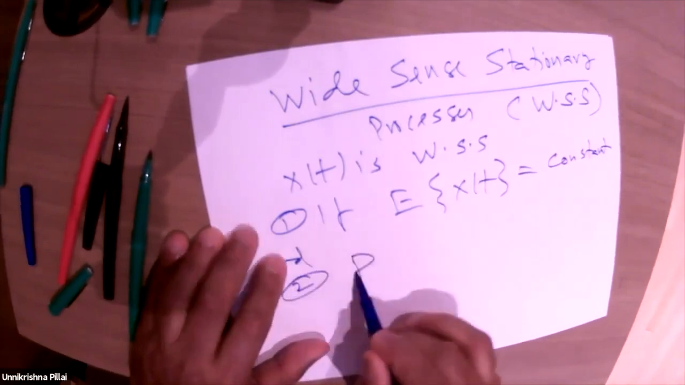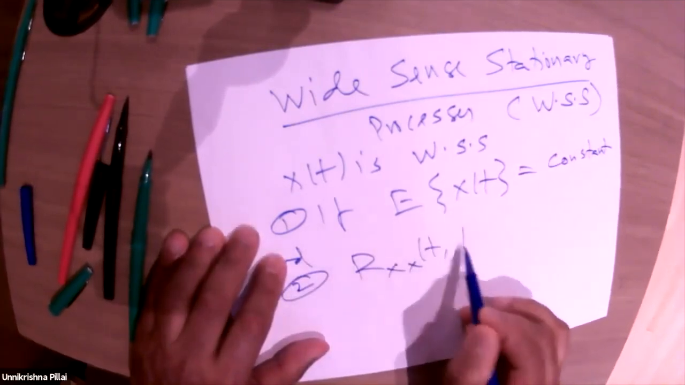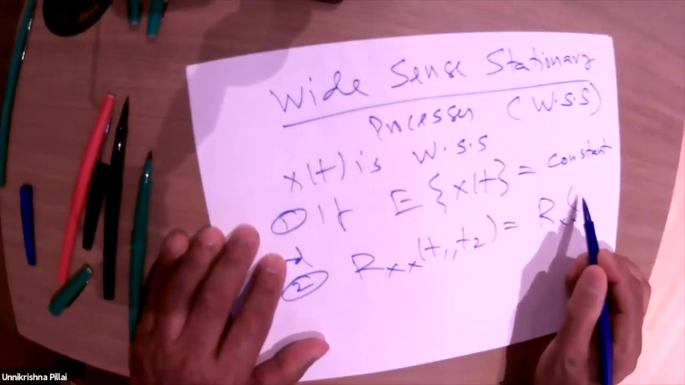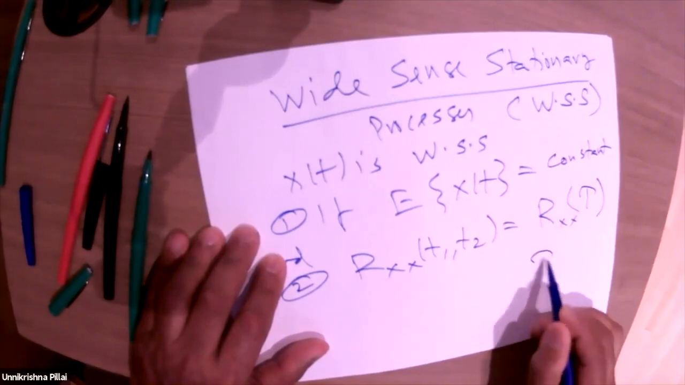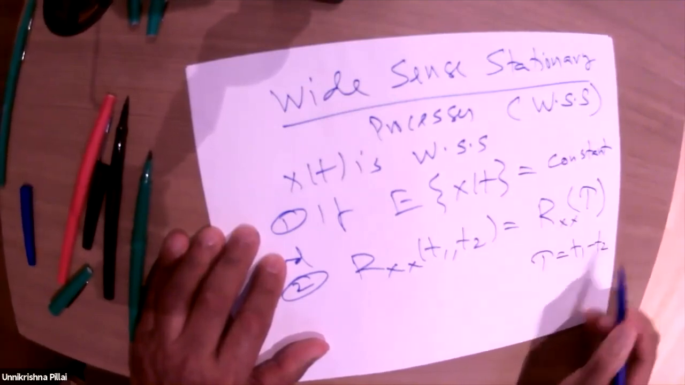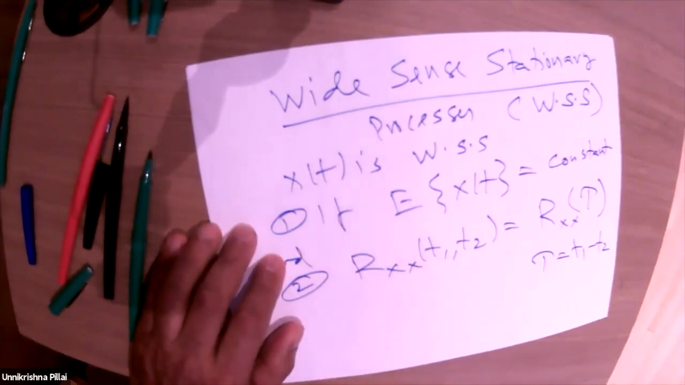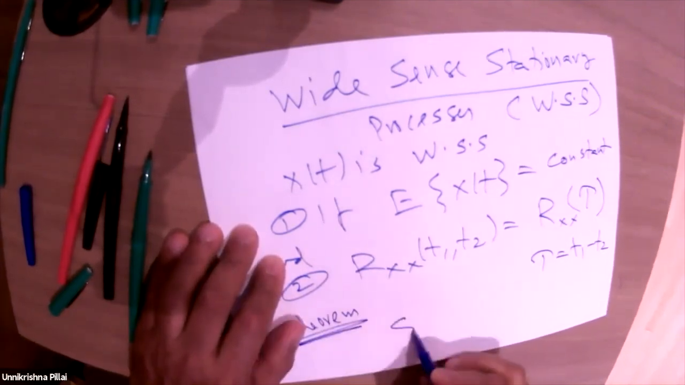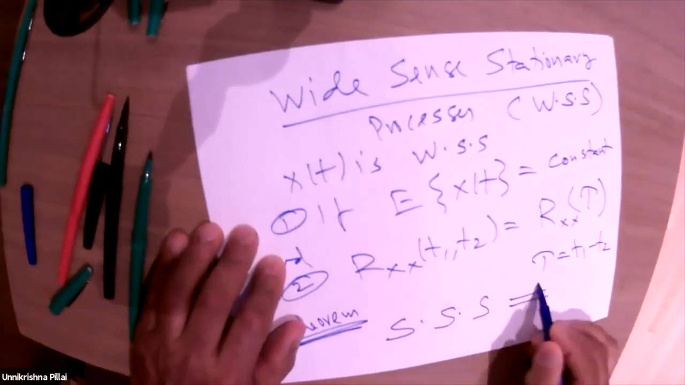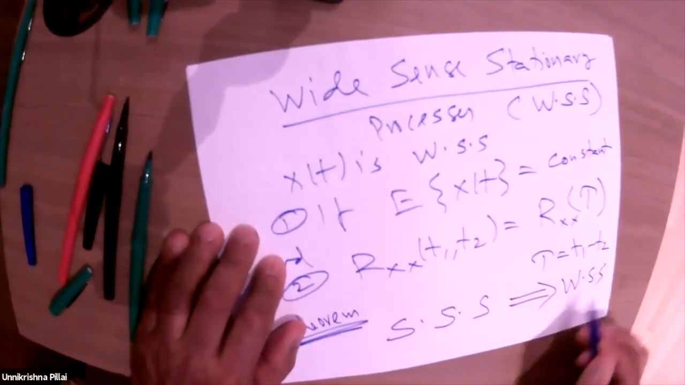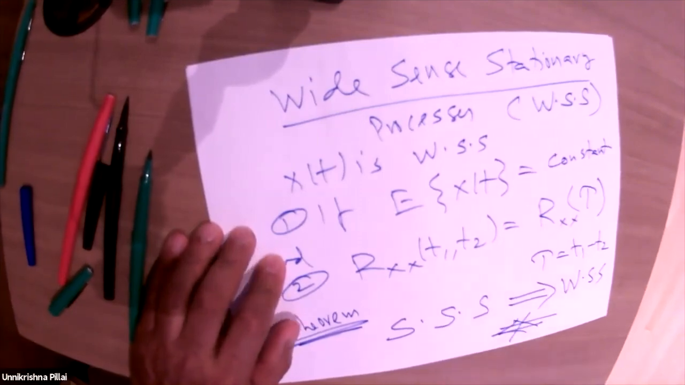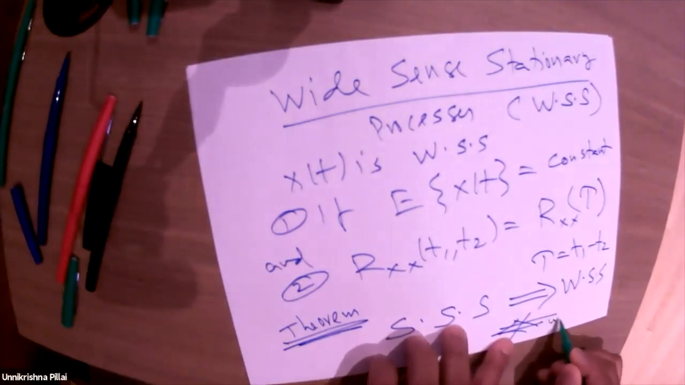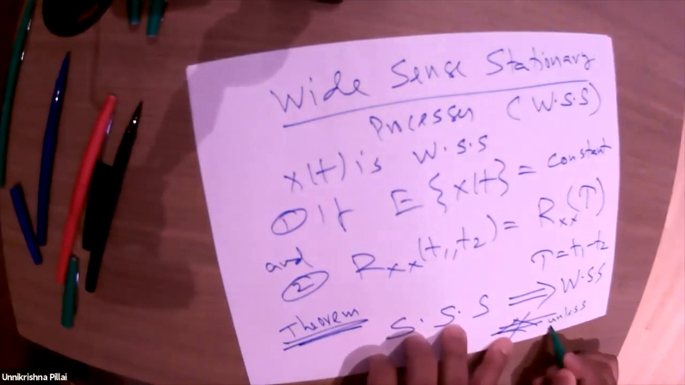What is the second property? The autocorrelation R_XX(t1, t2) only depends on t1 minus t2. So these are the two properties. Let me give you a theorem. Strict sense stationarity, of course, implies wide sense stationarity. But the other way is not true, unless there is an exception: unless X of t is Gaussian.